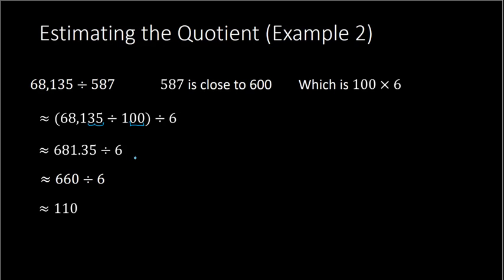So using this approach, we can estimate to be close to 110, where in reality, the actual answer would be 116.07. So that was pretty close, realizing that we were dealing with some pretty large numbers, and we're only off by 6. So this approach can be helpful to estimate even large numbers like this.